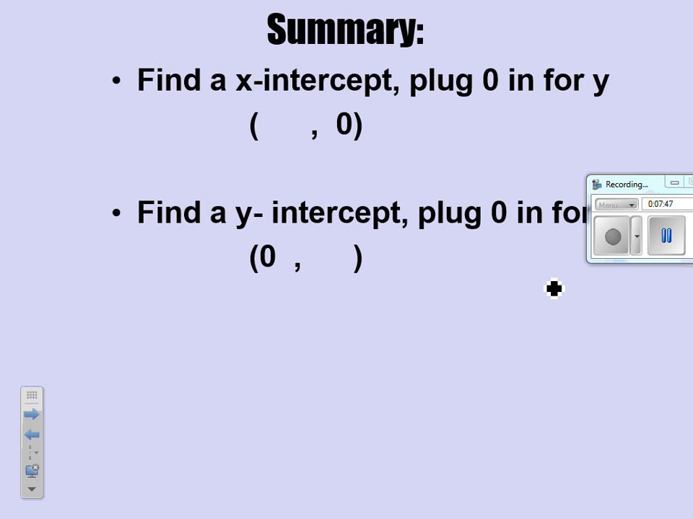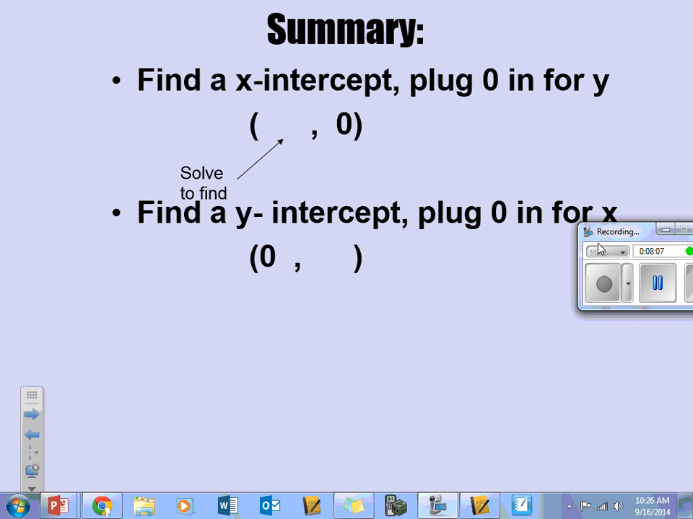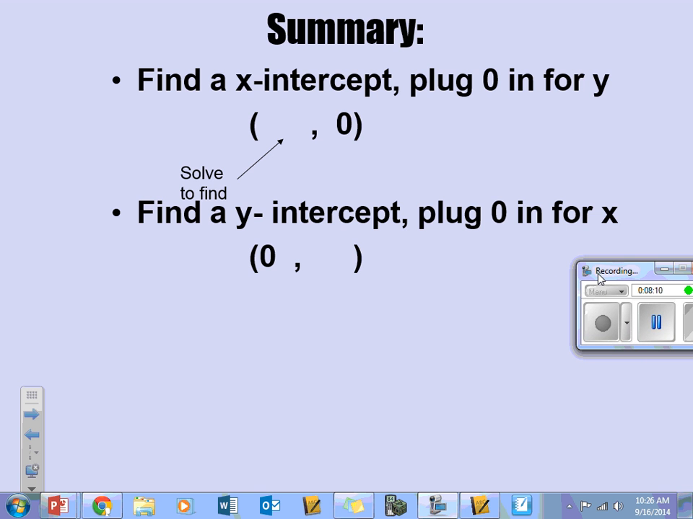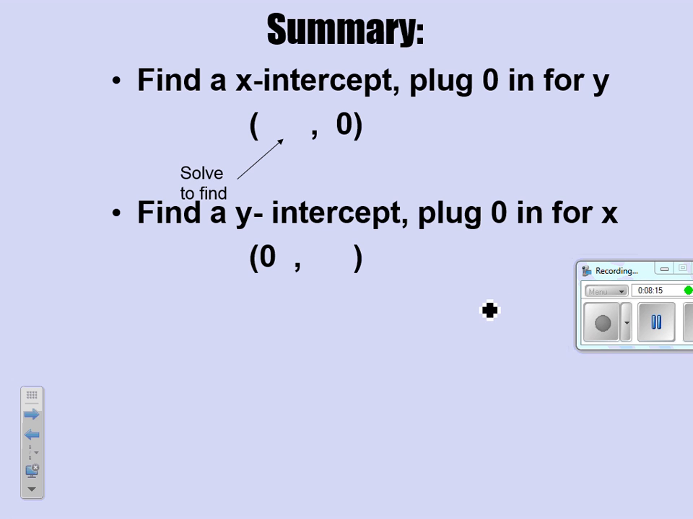So let's talk about the summary of what we did today, just to make sure that you know what you're doing. If you want to find the x-intercept, you plug 0 in for y, and you solve for the x. If you want to find the y-intercept, you plug 0 in for the x and solve for the y. So that is what we are doing today.